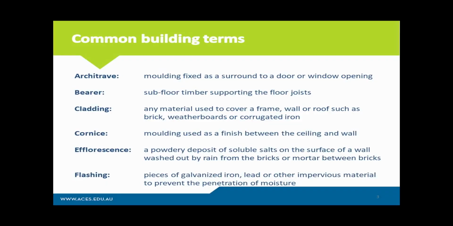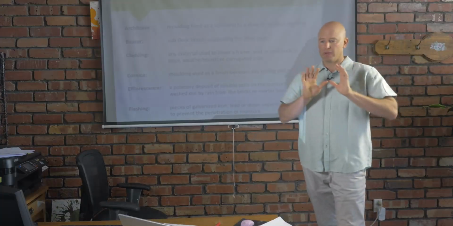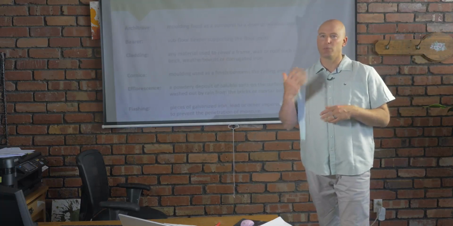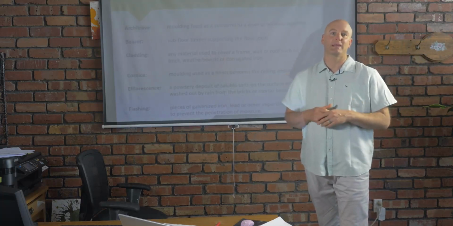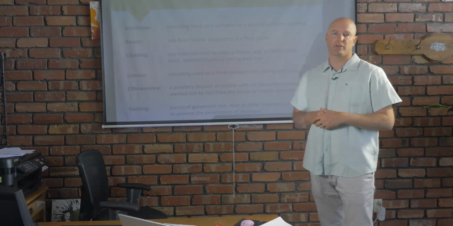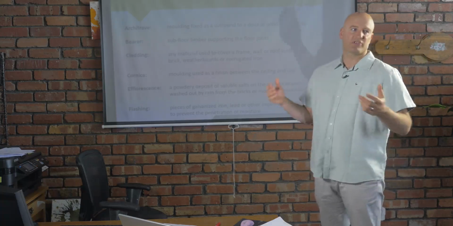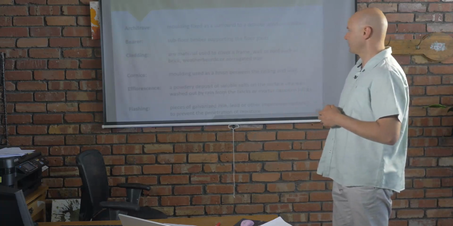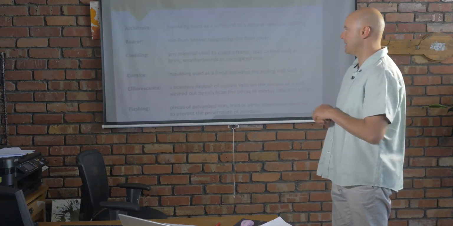Cladding's any material used to cover the frame. So when you put the building frame up, whatever you clad it with on the outside, usually cladding is referred to as the weatherboards as a typical cladding, but basically it's anything that you put onto the outside framing. Could be stone, could be anything, on the wall or the roof, such as brick, weatherboards, corrugated iron.